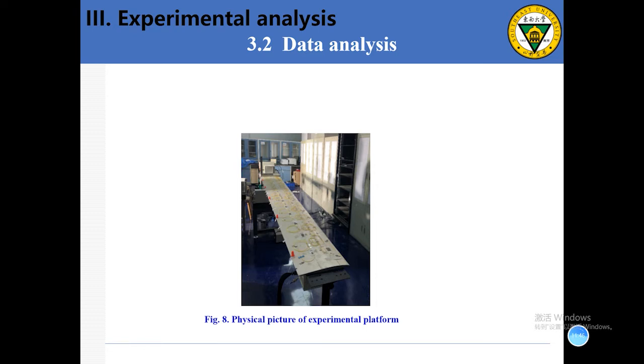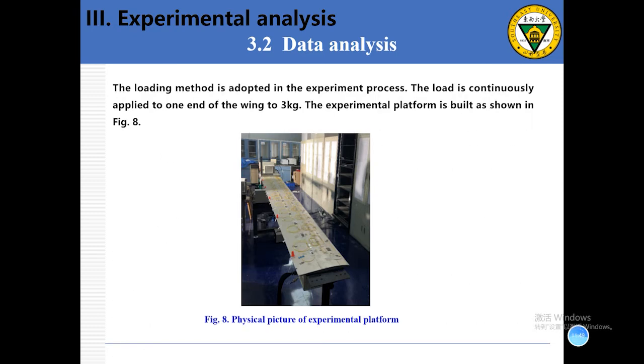Now please look at the Figure 8. This is a physics picture of experimental platform. The loading method is adopted in the experiment process. The load is continuously applied to one end of the wing to 3 kg. The experimental platform is built in the picture and put on in our experiment center.